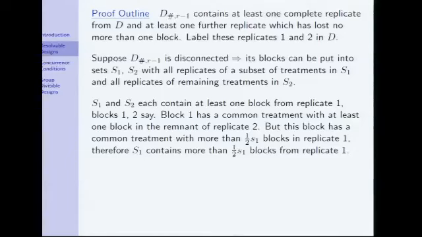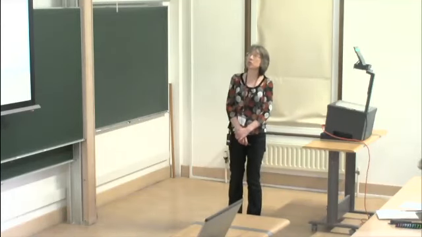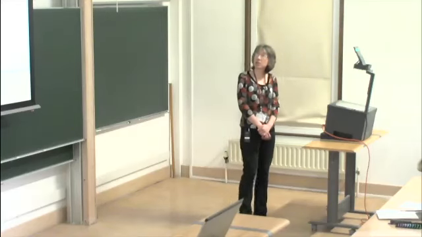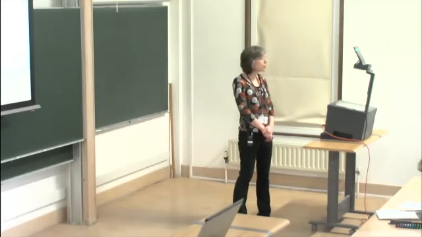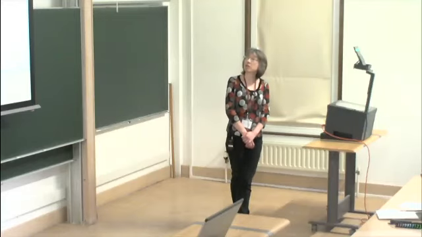Then let's think about S1 and S2. Well, my first replicate obviously contains every treatment. So at least one block from the first replicate goes in set S1, and at least one block from the first replicate goes in set S2. And I'm going to suppose they're blocks 1 and 2. Now, by the condition of the theorem, block 1 has a common treatment with at least one block in what's left of replicate 2. Now think about that.